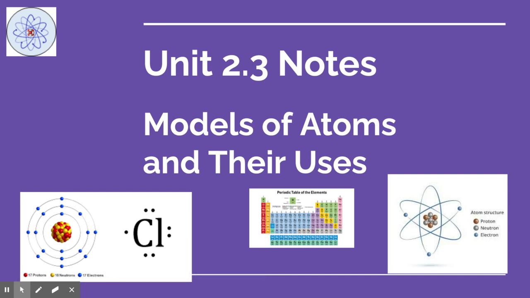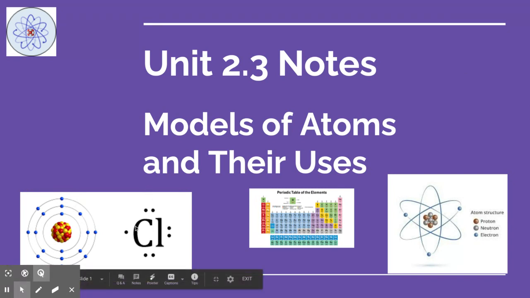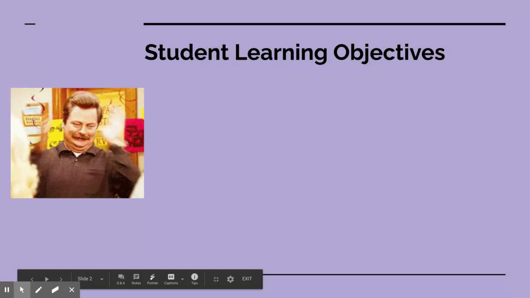These notes are going to be pretty quick, or at least relative to other notes that we've done. It's going to be pretty quick. So, Unit 2.3 notes: models of atoms and their uses. So, let's just get straight to it.